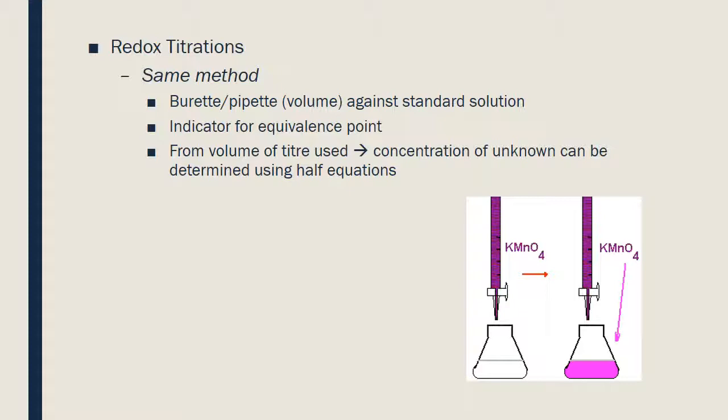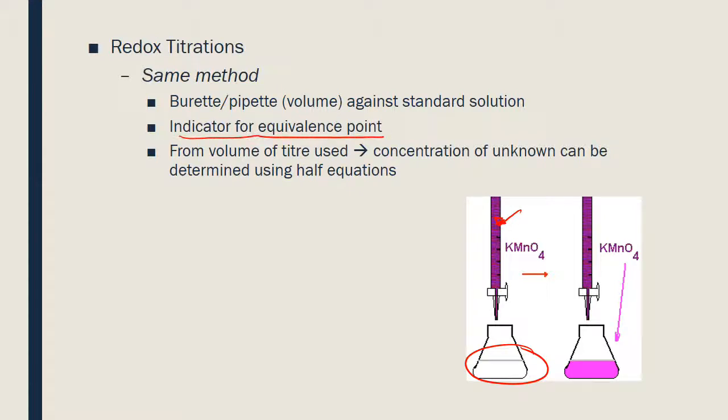So you're going to have a burette or a pipette, something that can measure your volume against a standard solution. Our standard solution is going to be in the burette. That is what we know. Our unknown solution is going to be in the flask below. And so we're going to go through the same titration method of keep adding a volume of our known into our unknown until we look for that equivalence point.